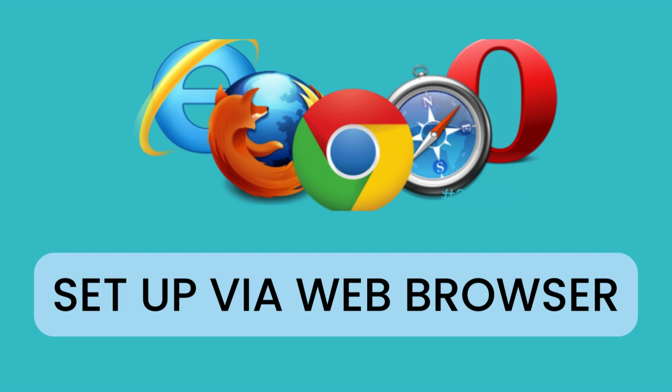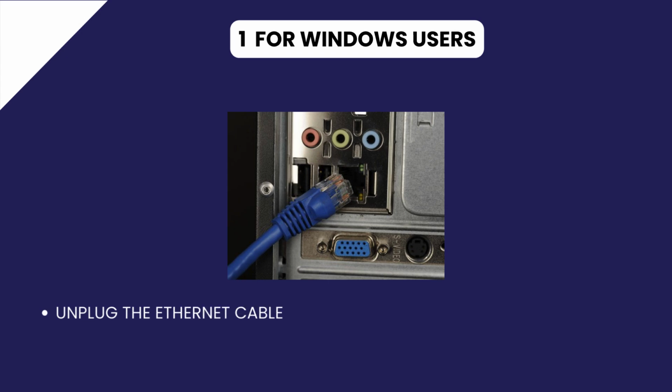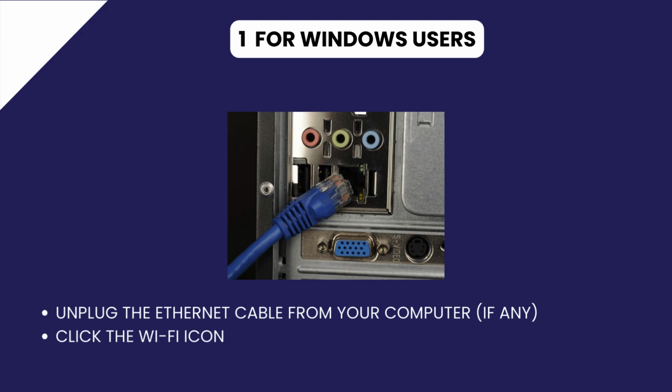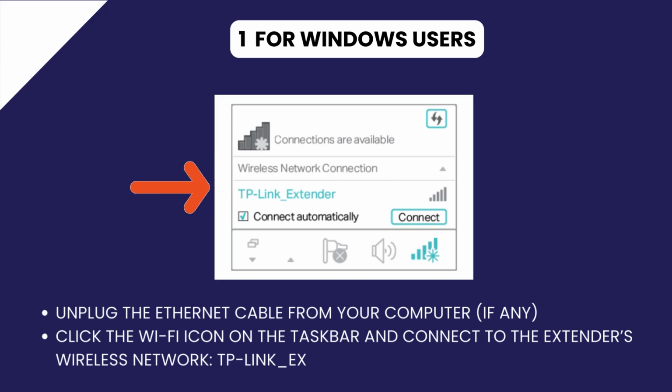Setup via web browser. 1. For Windows users: unplug the Ethernet cable from your computer, if any, click the Wi-Fi icon on the taskbar and connect to the extender's wireless network, TP-Link_extender.